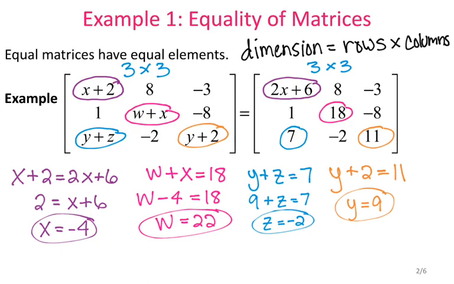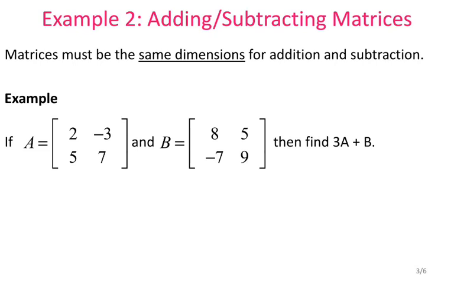All right, so the next thing we're going to be looking at is adding, subtracting, and multiplying matrices. To add and subtract matrices, they have to have the same exact dimensions. If they do not have the same dimensions, then it is not possible to add or subtract them. So if I look at matrix A, it is a 2 by 2. Matrix B is also a 2 by 2, which means they're the same dimensions. So I can go ahead and evaluate 3A plus B.